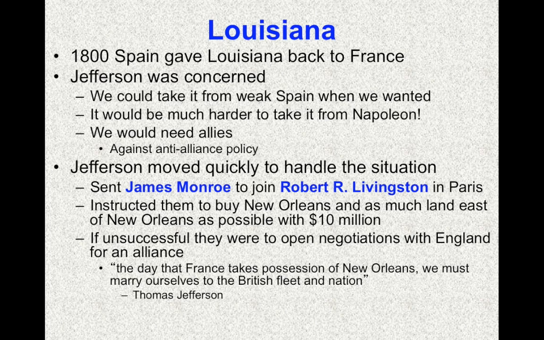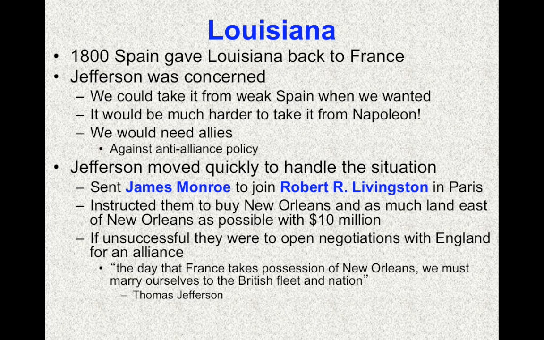Spain just was not an empire that we were going to have to worry about. They had become somewhat weakened. So dealing with Spain would have been much easier, and Jefferson saw it as being much easier than having to deal with Napoleon and France. And basically, we would need allies if we were going to have to forcibly take it away from Napoleon. So remember, he has that anti-alliance policy, much like his good friend Washington.